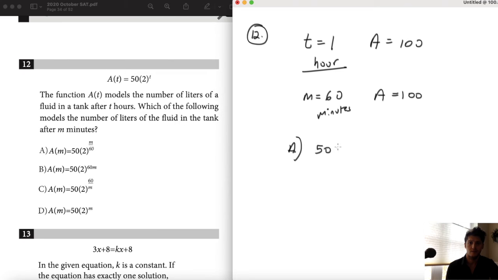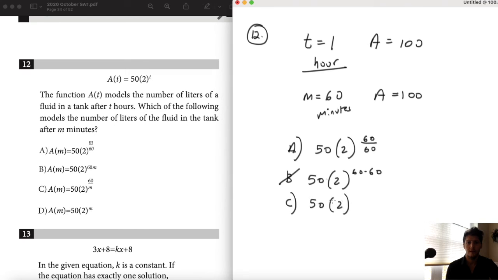If m is 60, we have 60 over 60. That'll work. That's 50 times 2 to the power of 1. B will not work because it'll be 50 times 2 to the power of 60 times m, which is another 60, to the power of 3,600, which would be a massive number. C will work: 50 times 2 to the power of 60 over my m value, which is 60, right? So that's why A and C are the same right now. And D will not work because D will say 50 times 2 to the power of 60, which we know is wrong. 2 to the power of 60 is a huge number.